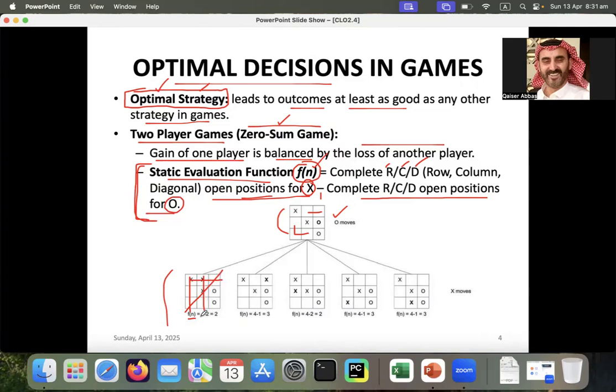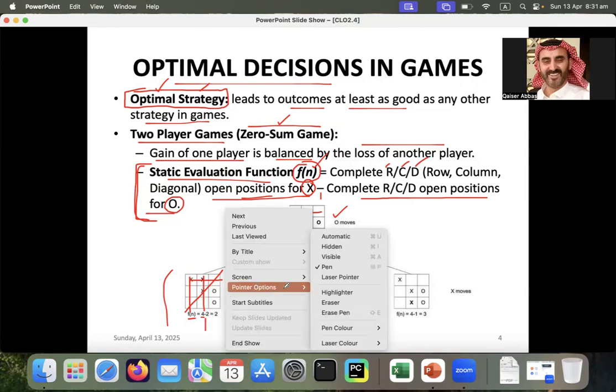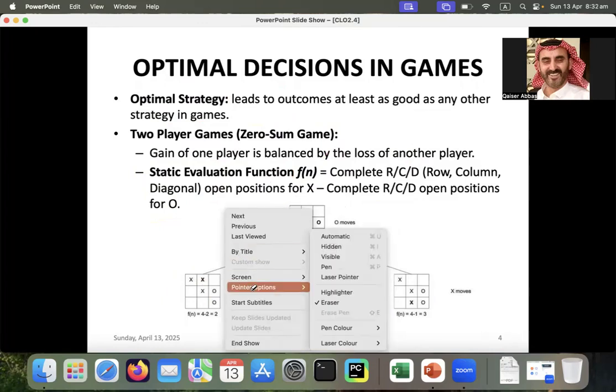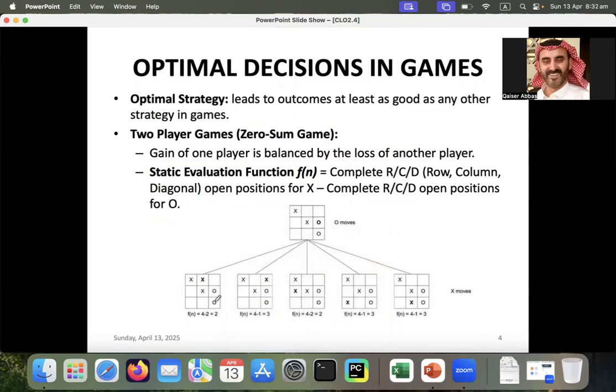So this is 4, and here I am writing that 4, and then minus, and then the open positions for the O. Okay, O can mark a line here, or O can mark a line here, and there is no other option. So only 2 options for the O. 4 options for the X, 2 options for the O, and when you subtract, you have the value 2 for this formula f of n.